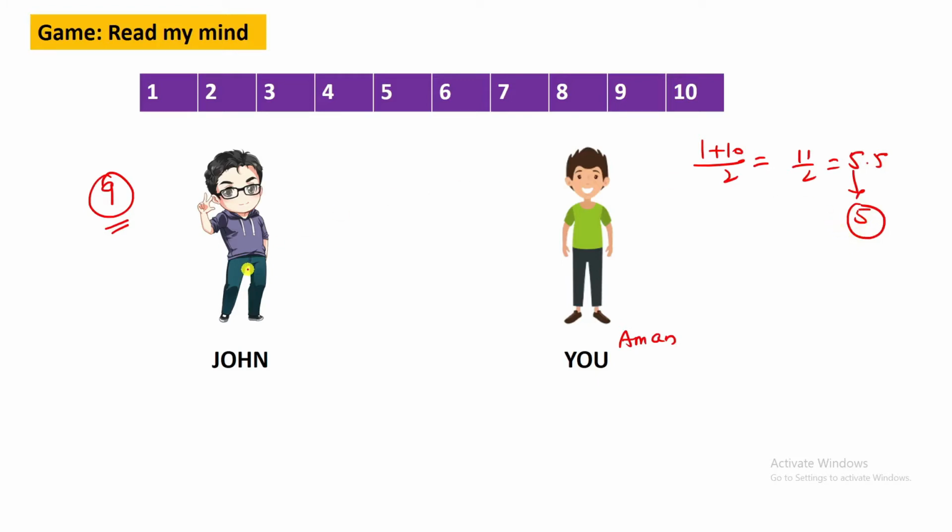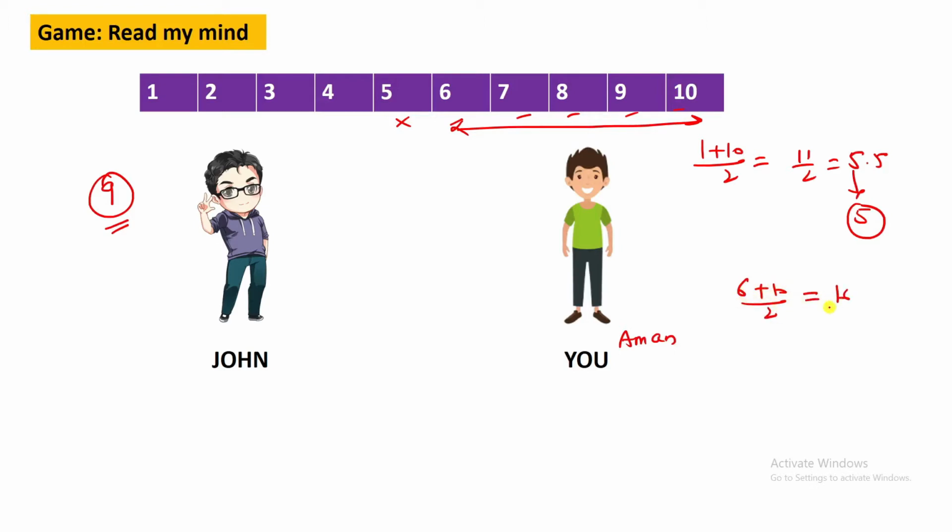Now you ask John whether the number is 5. John says no. Then you ask John whether the number is greater than 5. John says yes, because 9 is actually greater than 5. So you said, okay, the number is not 5, so it can be either 6, 7, 8, 9, or 10. So now in the next turn, you will say, I will take the half of 6 and 10.